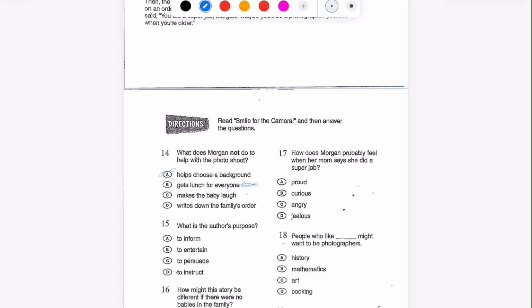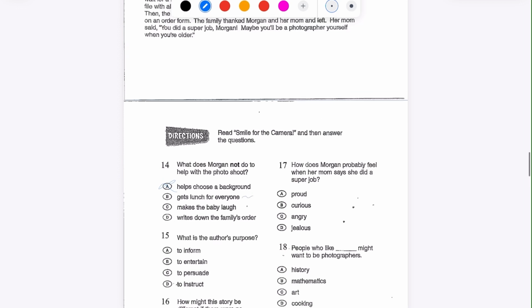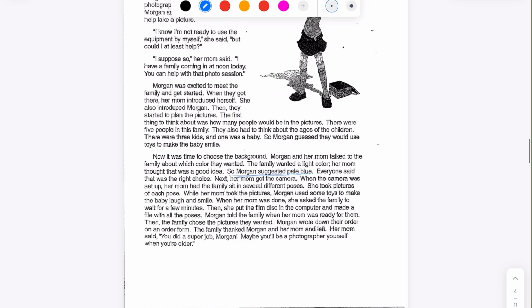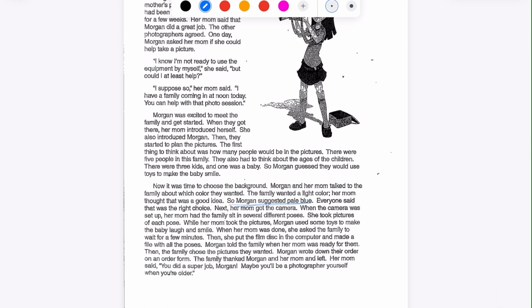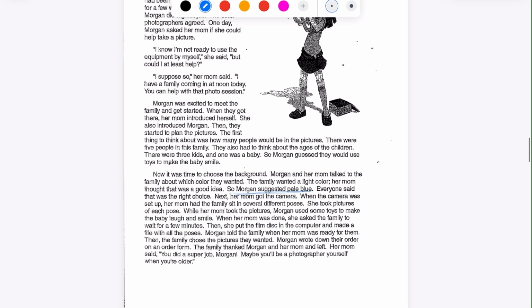Let's put a squiggly line there. A bunch of squiggly lines. Next, for choice C, you have make the baby laugh, and again, that was true. So here, while Morgan was getting some toys, her mom was taking pictures.